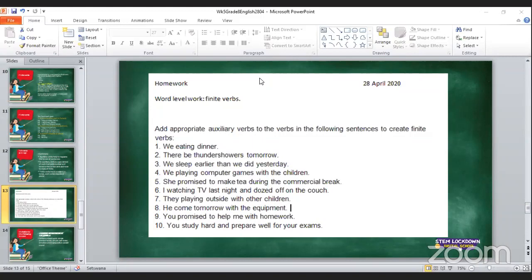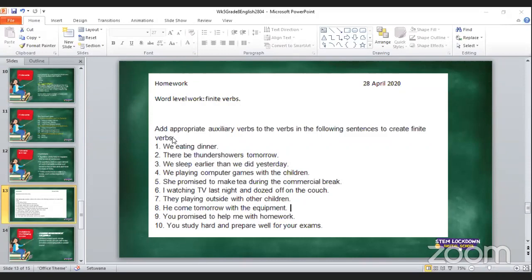So if it happens that you experience some problems, you can go to the first slide, where I left my Twitter handle. Not only that, even in tomorrow's lesson, you can use the chat feature to post your questions, and I'll be happy to help you before we move on to tomorrow's lesson. So yes, here's today's homework. The instruction is: add appropriate auxiliary verbs to the verbs in the following sentences to create finite verbs.